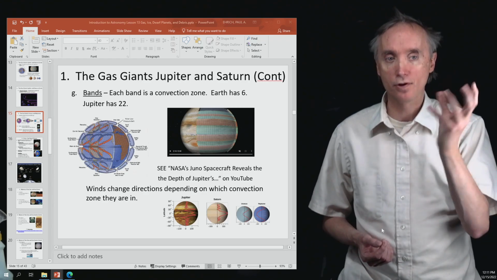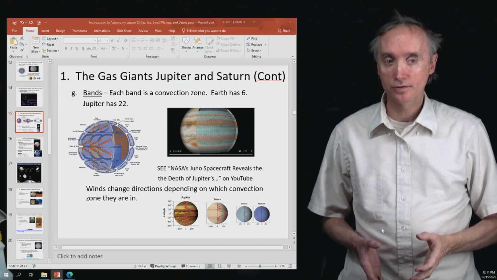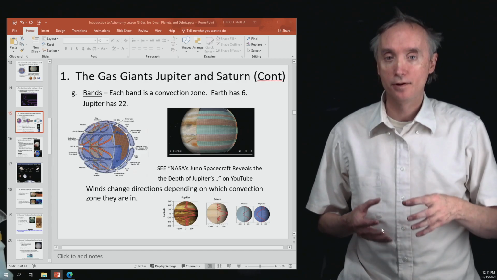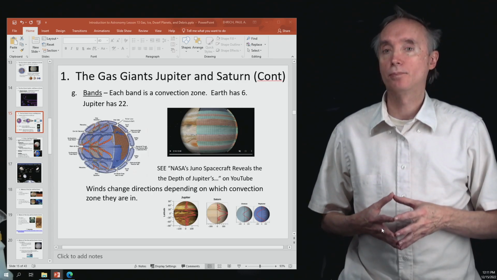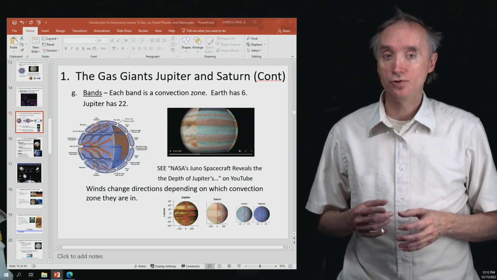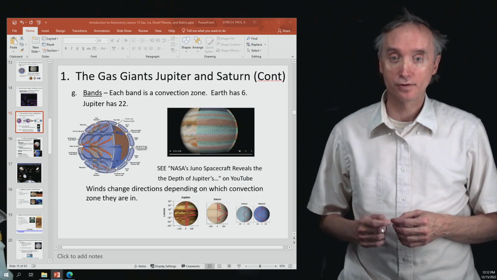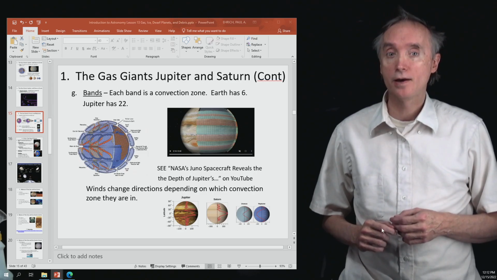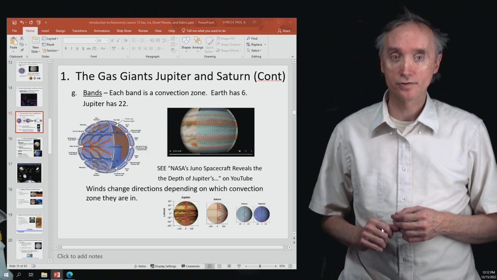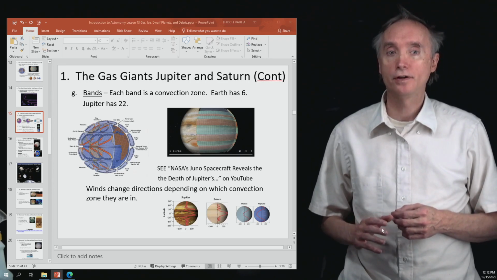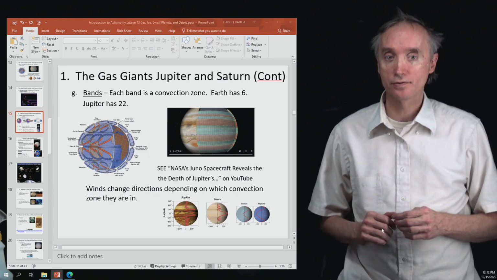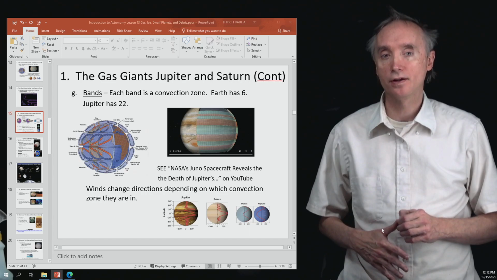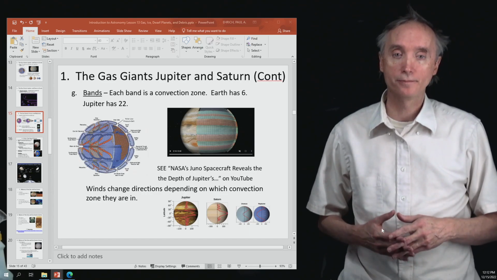But because the Earth is rotating, it causes the Coriolis effect, and that Coriolis effect bends the winds so much that they cannot make just 1 convection cell, and so it breaks up into 3. Now, Jupiter is rotating faster than the Earth, so it has more Coriolis effect, which means it has more convection cells. And so Jupiter ends up having 22 convection cells. So it's got like 11 in the north and 11 in the south, and each of those convection cells is a band on Jupiter.